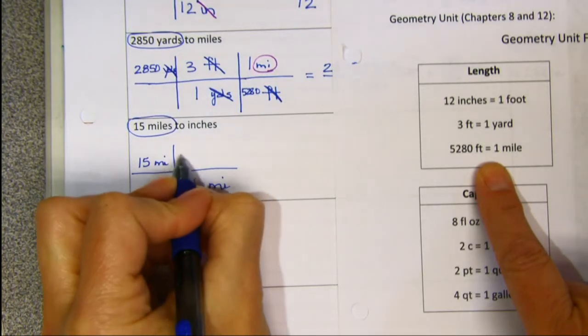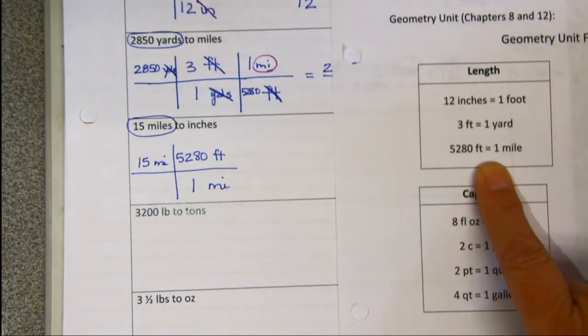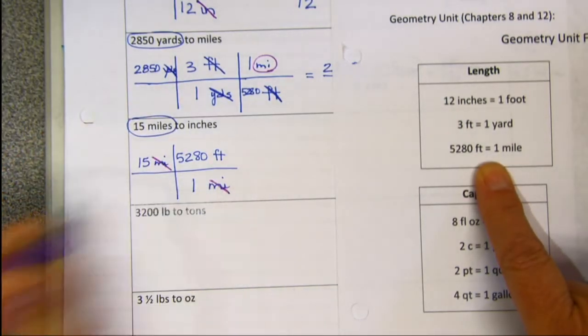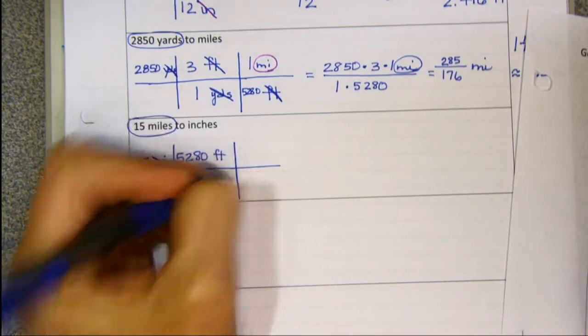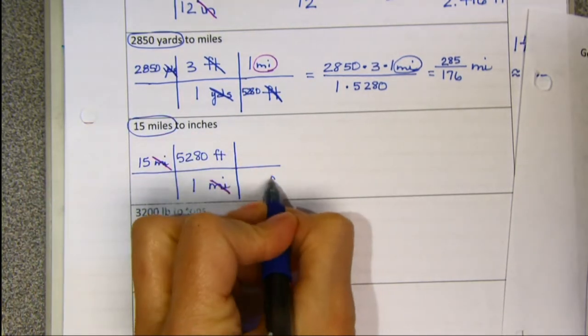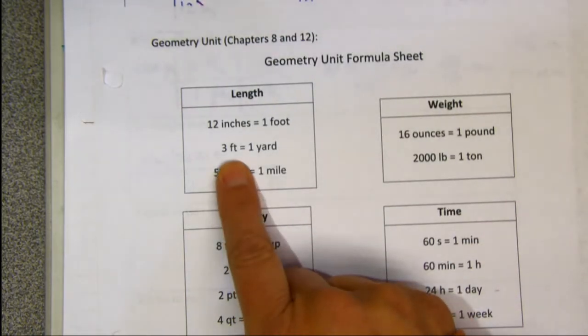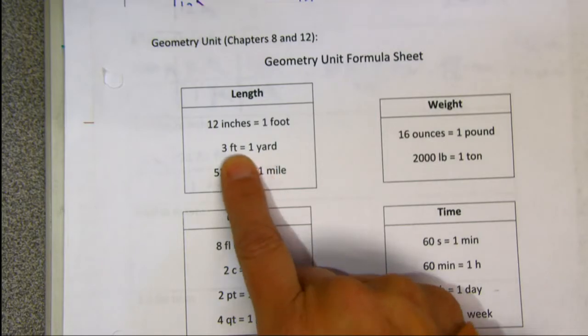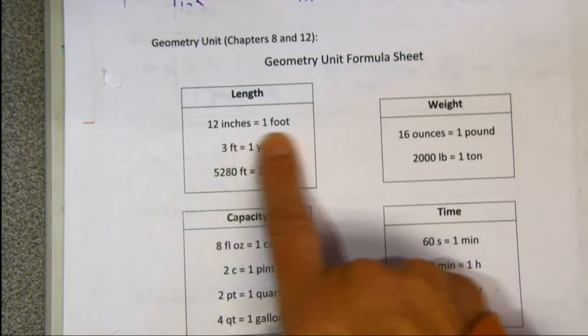1 mile is 5,280 feet. Miles cancels out. Now I'm in feet, but I don't want feet. So feet is on top. I want to get rid of it, so I put it on bottom. Now, I could convert feet to yards, but that doesn't do me any good. I can also convert feet to inches, and that's what I want to do.